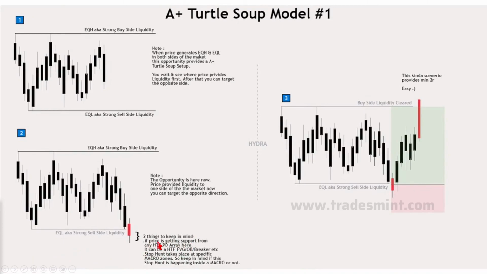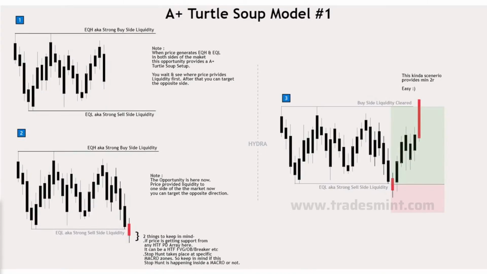So two things to keep in mind: if price is getting support from any higher time frame PD area here, it can be a higher time frame fair value gap, order block, breaker, etc. Stop hunt takes place at specific macro zones, so keep in mind whether this stop hunt is happening inside macro or not. So I already showed you guys, we are looking for the accumulation phase outside macro. When this stop hunt is happening, it should be happening inside macro. These are very specific rules, folks.